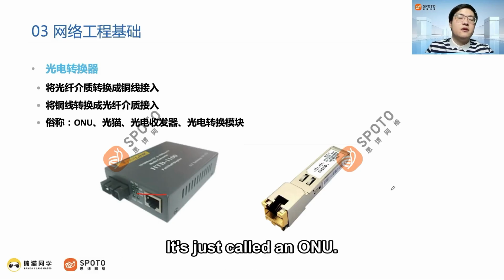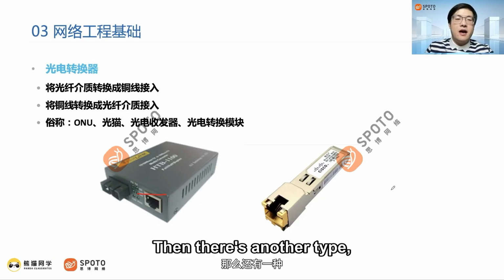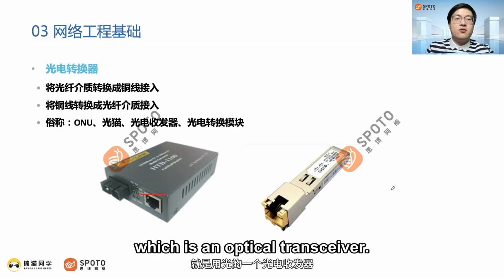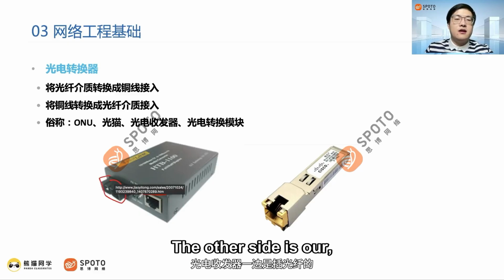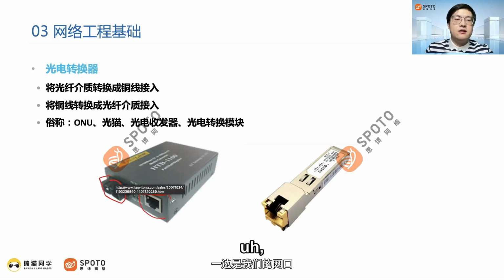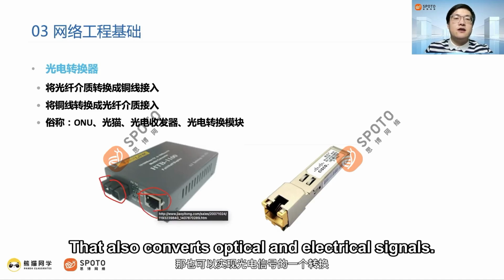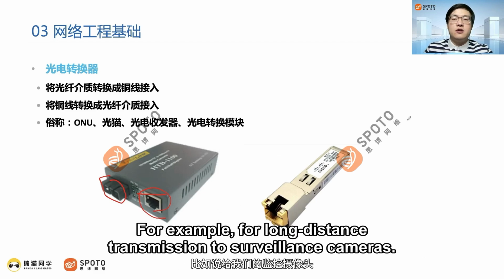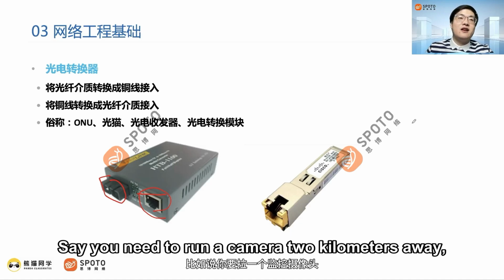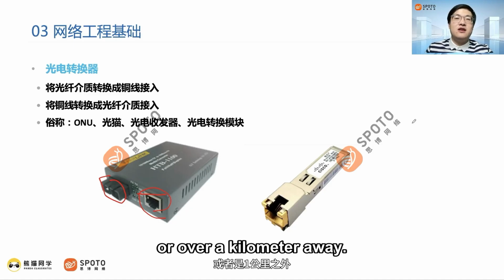Then there's another type, which is an optical transceiver. On an optical transceiver, one side is for plugging in fiber optics. The other side is our Ethernet port. Right? That also converts optical and electrical signals. It's commonly used in surveillance and security. Used quite a lot. For example, for long-distance transmission to surveillance cameras. Say you need to run a camera 2 kilometers away. Or over a kilometer, right?